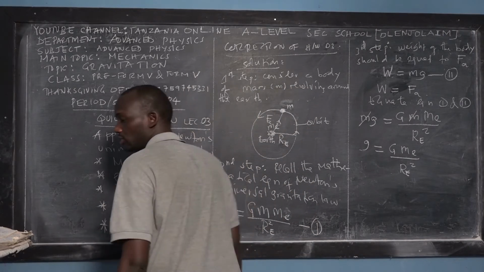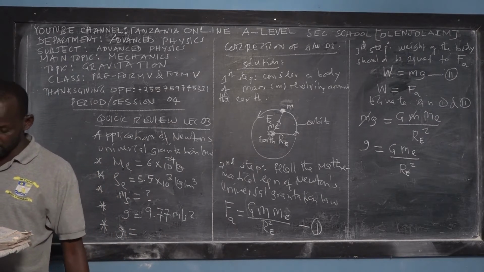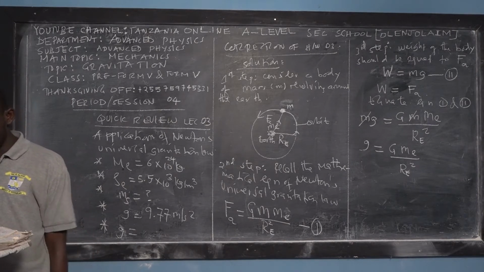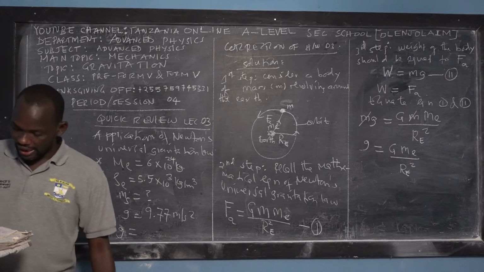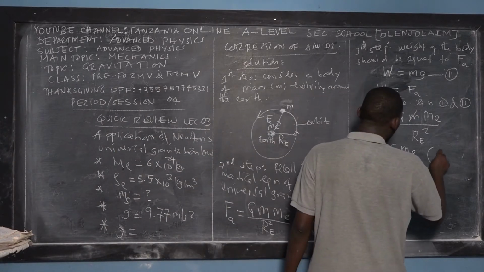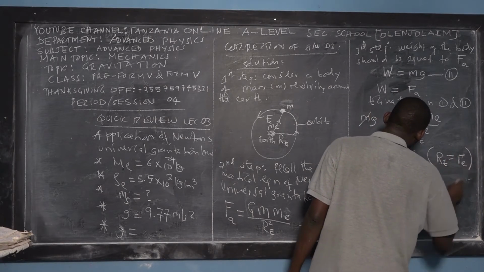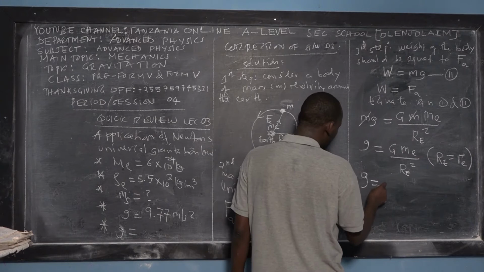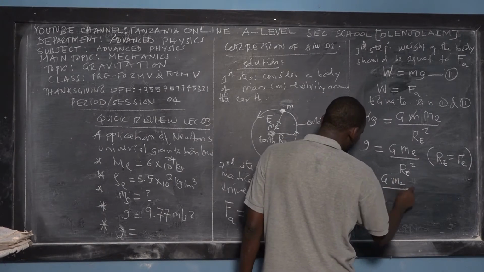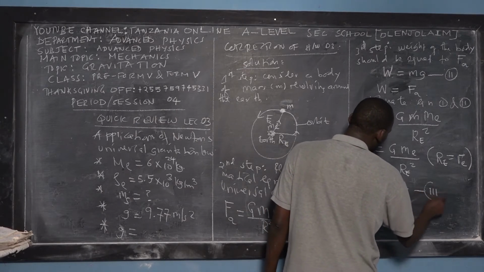But according to the question, we are to derive an expression for acceleration due to gravity, G, at the S surface in terms of the radius of the S, the density of the S, and the gravitational constant. So according to the question, we have to say that it is RE. So the acceleration due to gravity is equal to the universal gravitational constant, mass of the S, over radius of the S squared. So this will be the third equation.